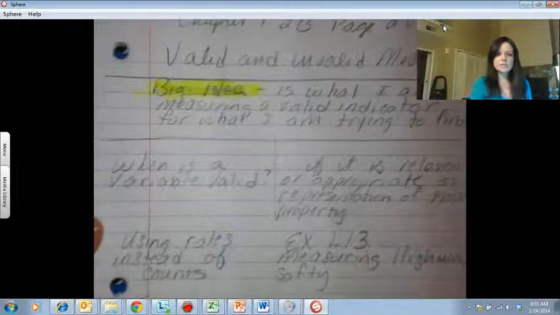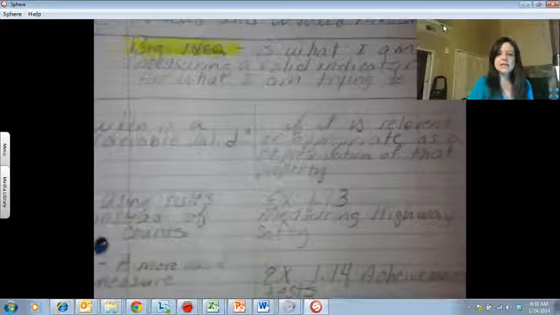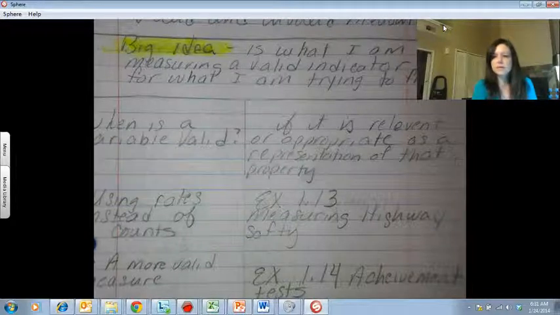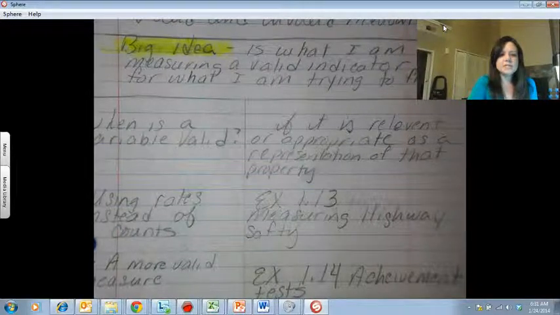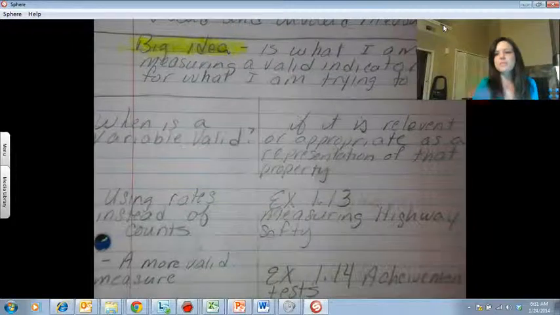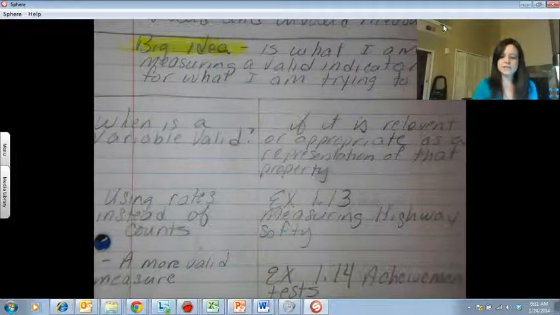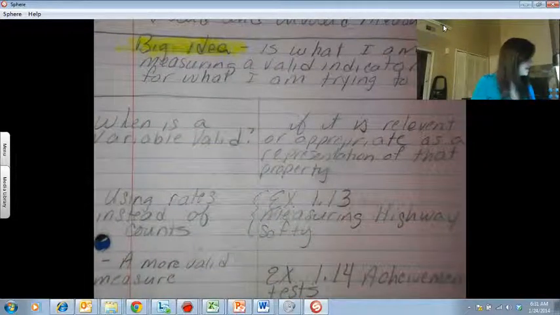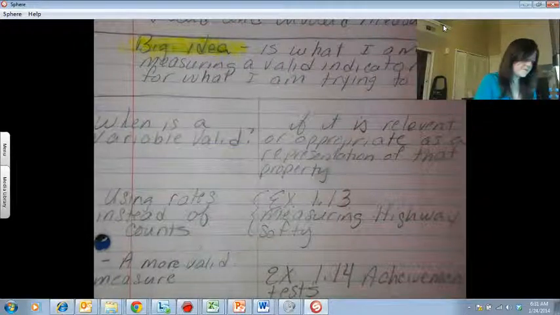Okay, so when is a variable valid? If it is relevant or appropriate as a representation of that property. What becomes really important here, I know we've talked about this before, is using rates instead of counts. Here it's saying using rates instead of counts is a more valid measure. And if you read through example 1.13, measuring highway safety, that starts at the bottom of page 29.